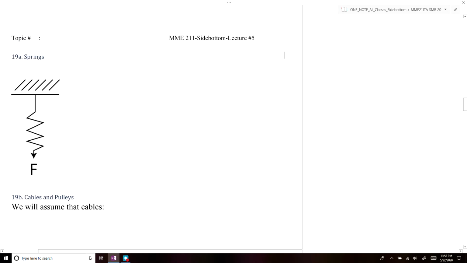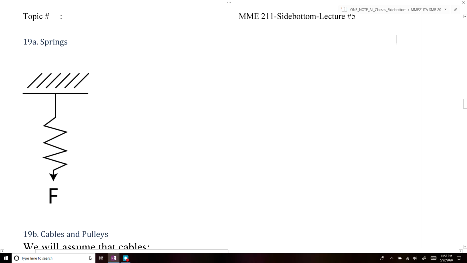So a spring, for example, is often drawn like this, where we have a force that's being applied to the end of our spring. The force being applied can be either positive or negative. A positive force is defined as a tensile force, which will cause the spring to elongate or get longer, while a negative force will cause the spring to compress and shorten.